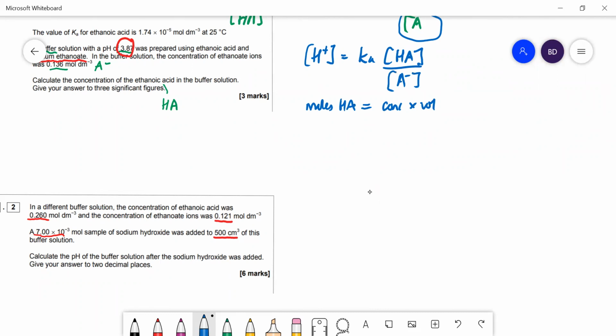The reason why we're going to do that is that the concentration is going to be no good, because we need to know how many moles of the HA react with the sodium hydroxide. So the moles of HA is going to go down, the moles of A minus is going to go up. So we need to work out how many moles of HA we've actually got. Conc times volume, so we've got 0.26 is the concentration of the HA. The volume is 0.5 dm cubed. That's 0.13 moles.